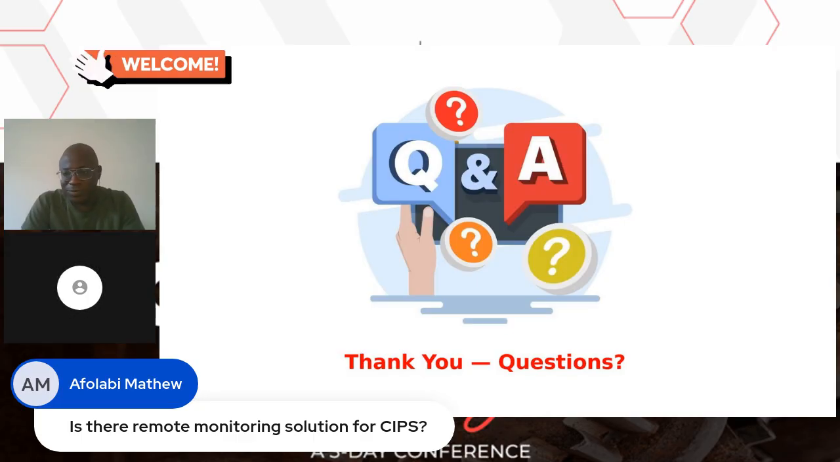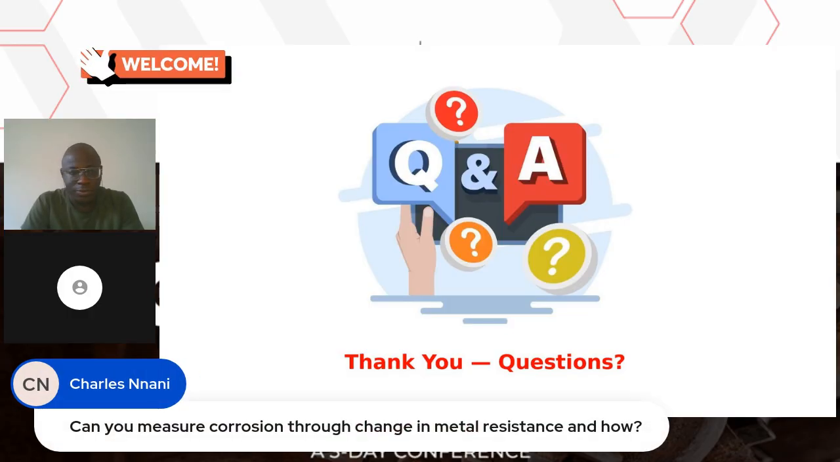So I think we have time for just one more question. Okay, so can you measure corrosion through change in metal resistance? And yes, absolutely yes. This is very interesting. This is what we are doing.